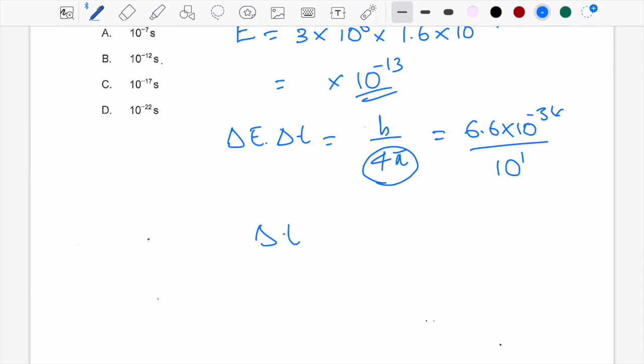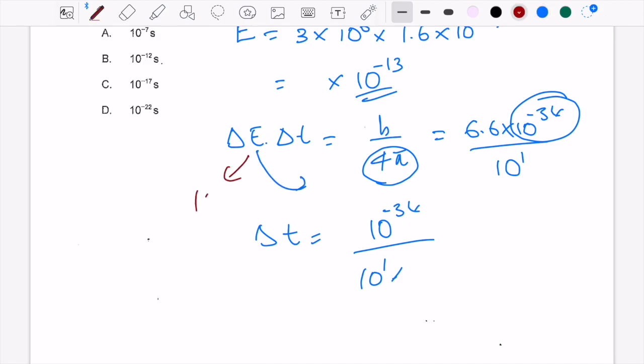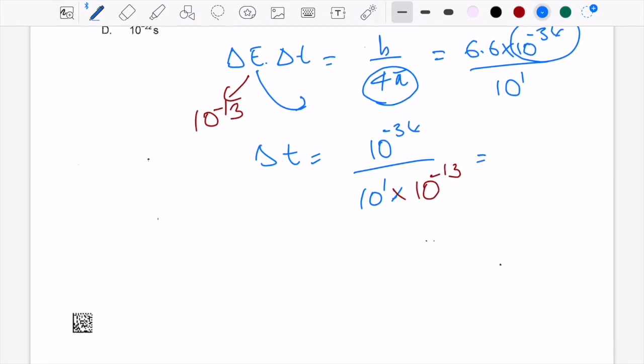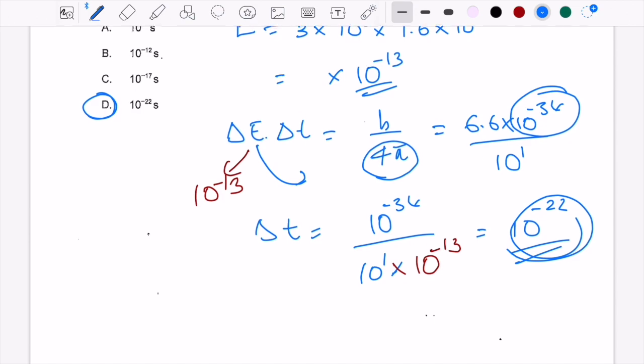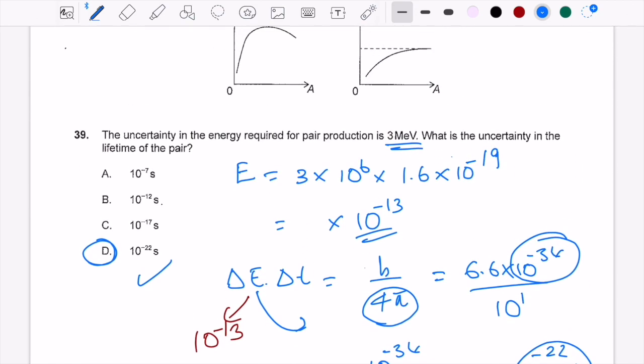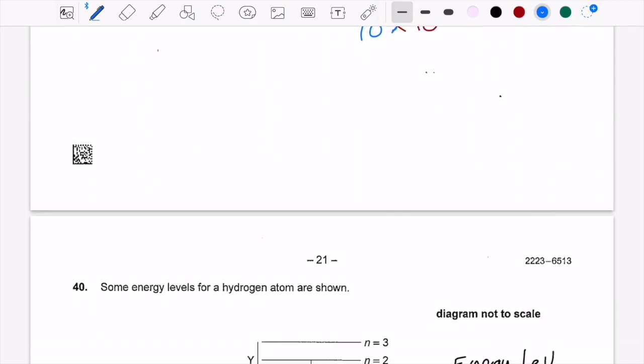So delta t equals, I take this one 10 to the power of minus 34, over 10 to the power of 1, and I take this number of delta E, 10 to the power of minus 13. I put it here. All together, if I look at this one, this should be 10 to the power of minus 22 or 20, around 20. You don't need to be exactly accurate because the answers are very different. Definitely correct answer is D.